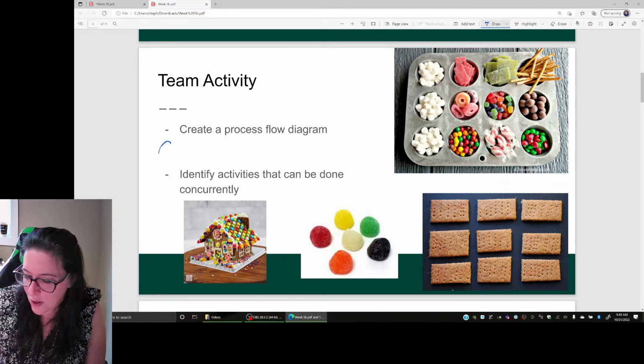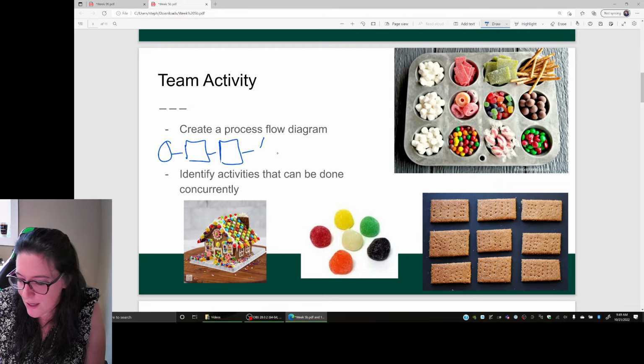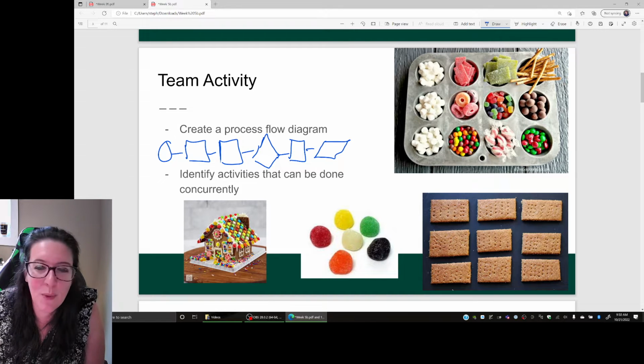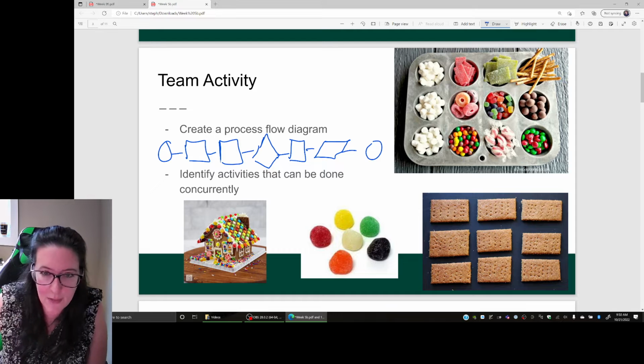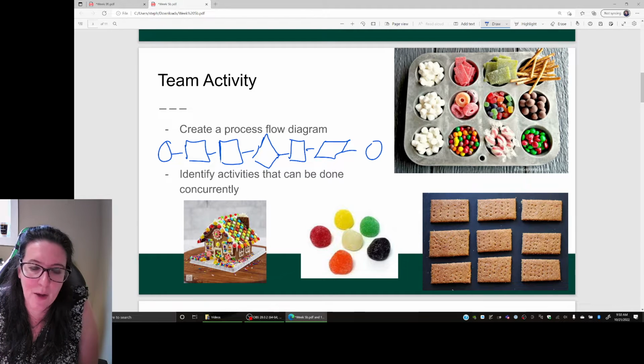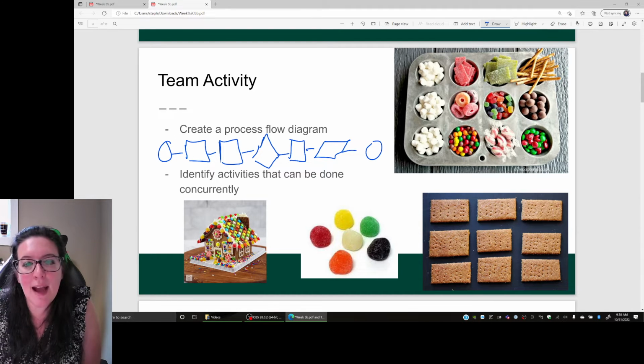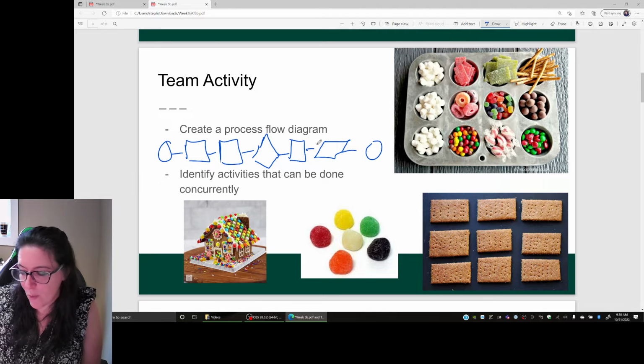We, of course, start with a circle. The activities here are in squares. Any decisions are going to be our diamonds. If we need input from other people, we have a parallelogram. And we, of course, will end with a circle. So we're outlining the steps in terms of creating our gingerbread houses. And then we are flagging the activities that can be done at the same time if we had more than one worker.